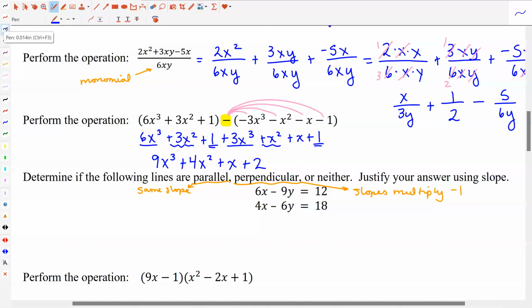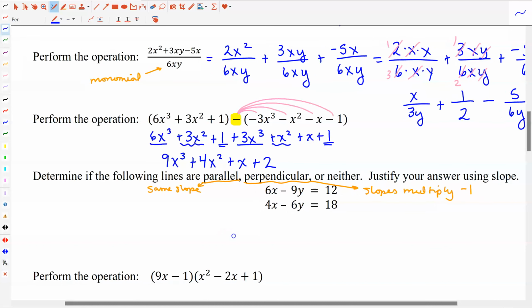The two equations I was given were 6x minus 9y is equal to 12 and 4x minus 6y is equal to 18. Neither one of these equations are in slope-intercept form. In other words, neither one of these are solved for y. So I can't read off my slope information right now in the form that they're in. There's a couple different ways to recover the slope. I think the easiest way is to just go ahead and put them into slope-intercept form.